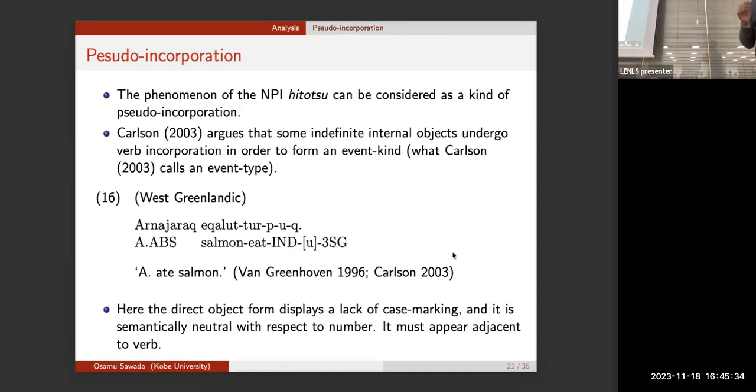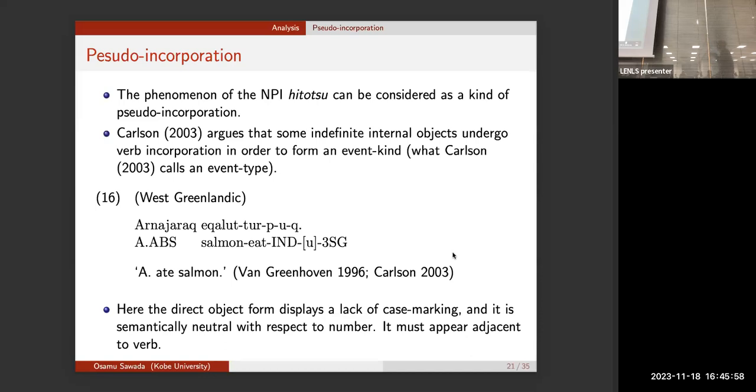So it seems that the phenomenon of this scalar particle hitotsu can be considered as a kind of pseudo incorporation in the sense of Carlson. So Carlson says that some indefinite internal objects undergo verb incorporation in order to form a single event kind. And he provided an example from West Greenlandic.